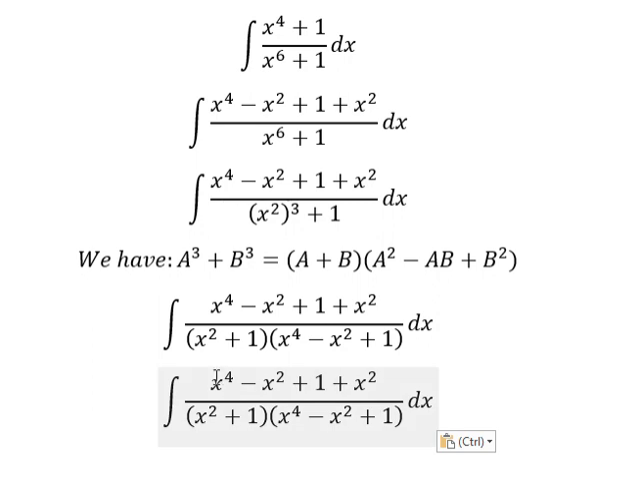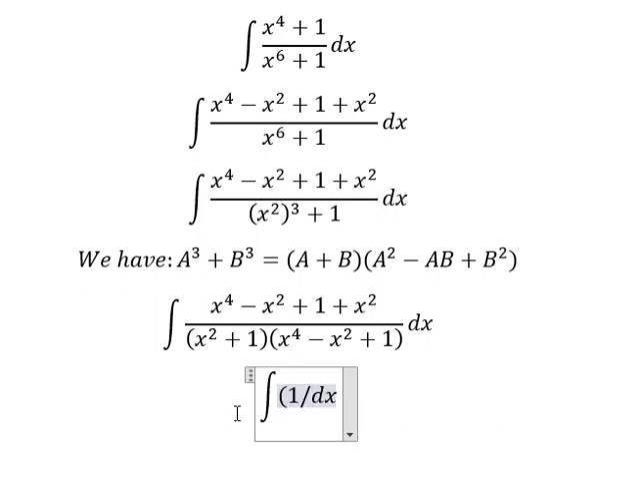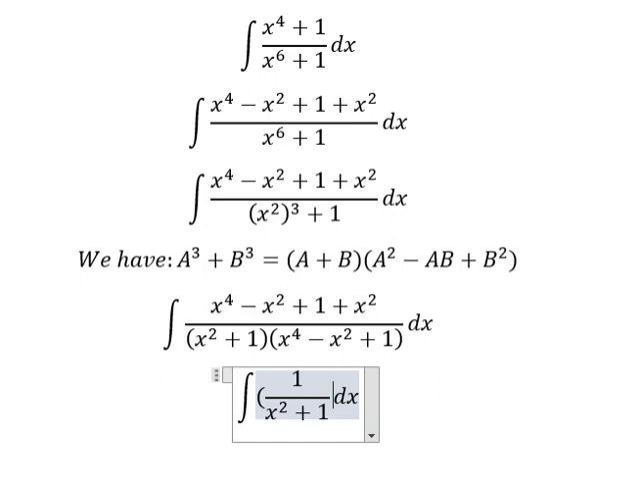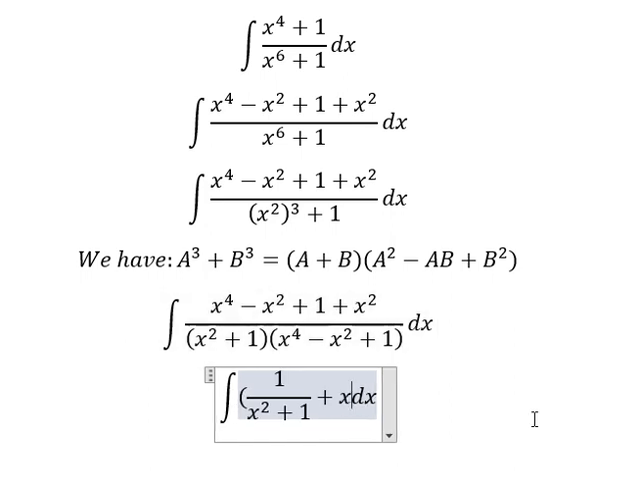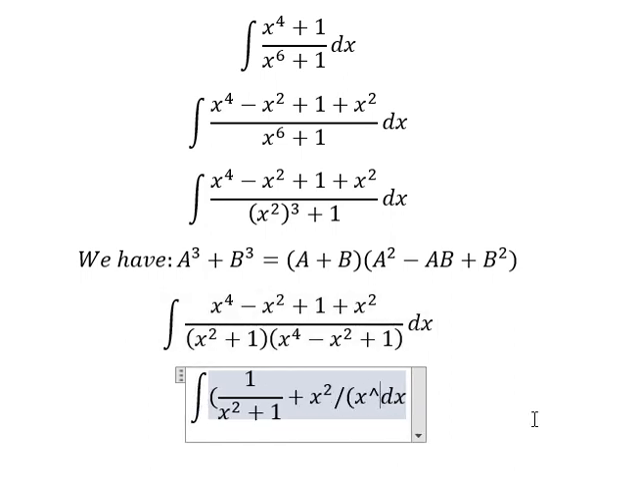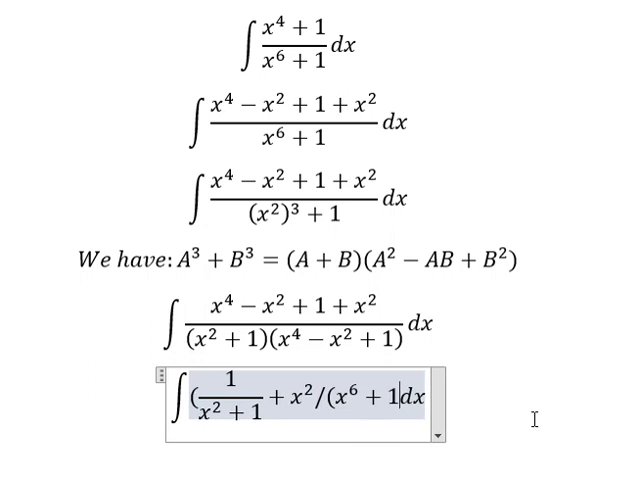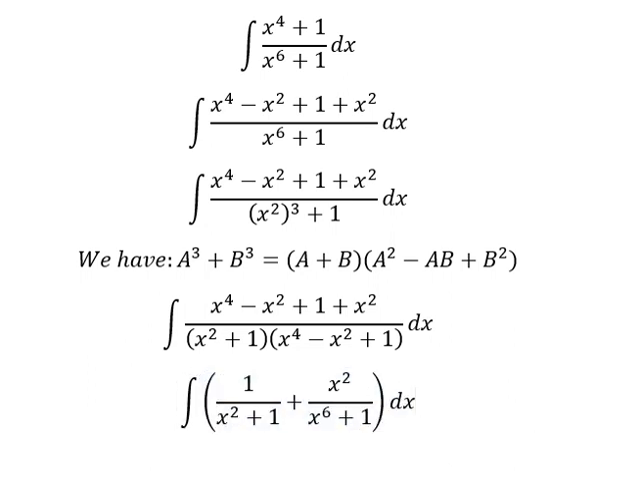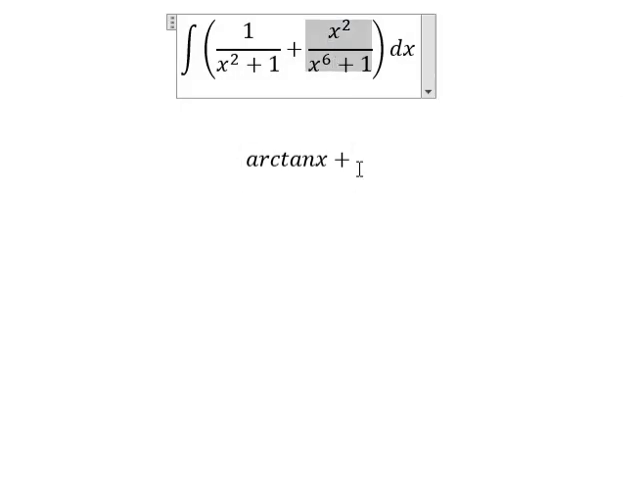Next, this one divided by this one, so we just have 1 over x squared plus 1. And this one we put x squared over x to the power of 6 plus 1. Now we know that this one we have arctan of x. Now we need to consider this one.